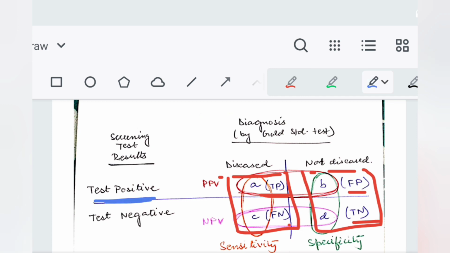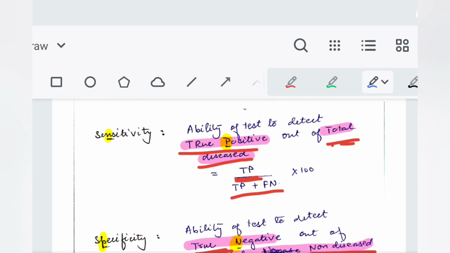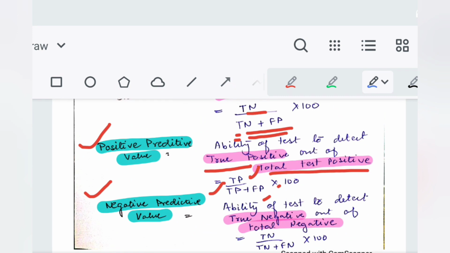This is our test positive, right? So true positive plus false positive. So see here, true positive out of total test positive, true positive divided by true positive plus false positive, times 100, depicts our positive predictive value.